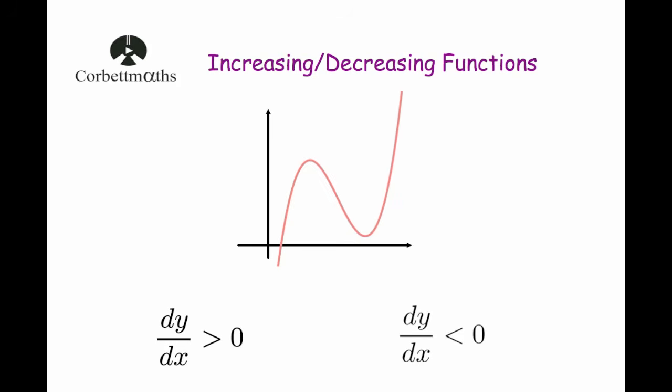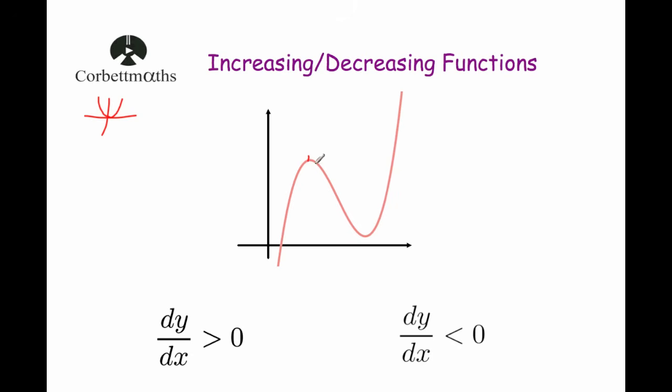Some functions are increasing or decreasing for different values of x. If you think of a quadratic, it will be decreasing and then it will become an increasing function. Here we've got a cubic, and we can tell this because we've got the maximum point here and the minimum point here. For some values of x, this cubic is increasing, increasing until you get to here. So for all these values of x, dy by dx is positive.